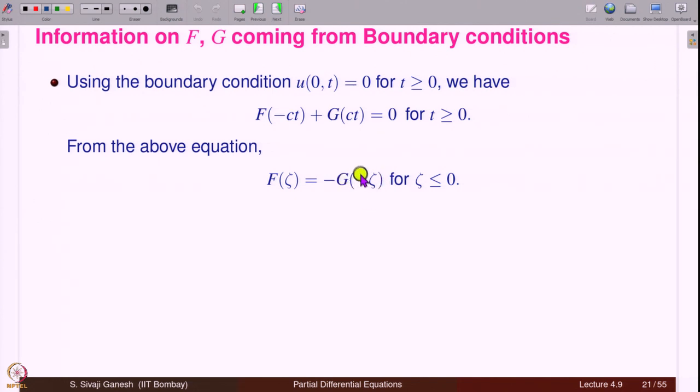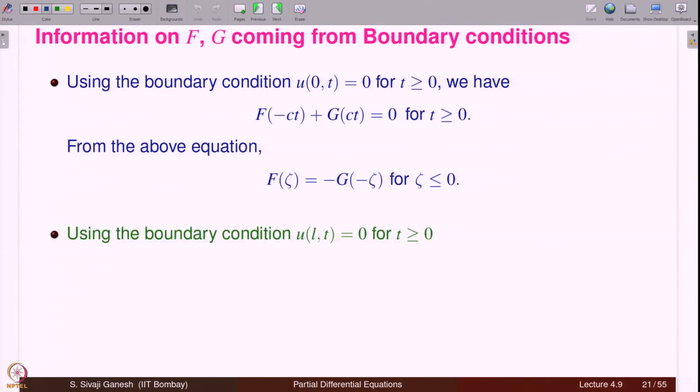That is, there are two aspects here. One, this is a relation satisfied by f and g. This is true for every negative zeta. There is no doubt here, this is true. But do you know the expression for f? That can be done only when zeta is in minus L to 0, because g is known only in 0 to L.